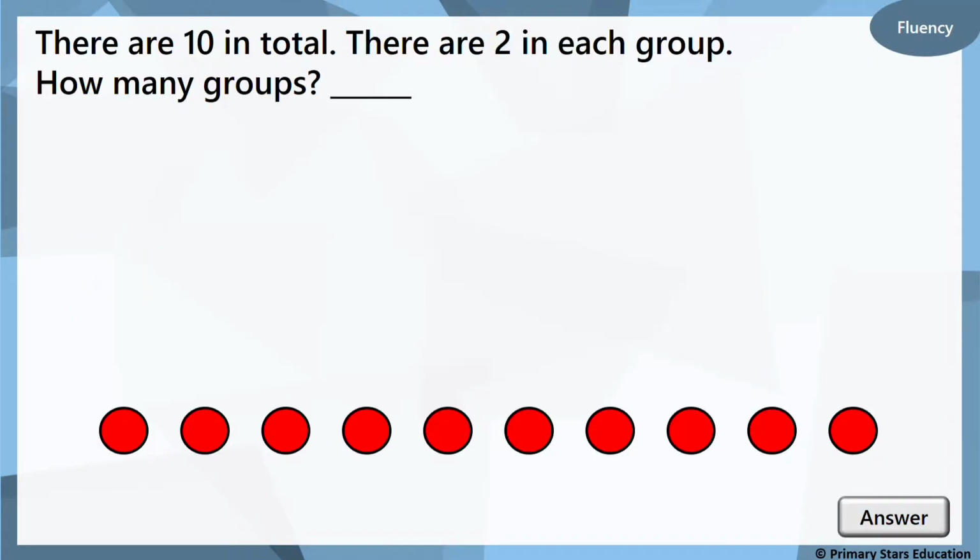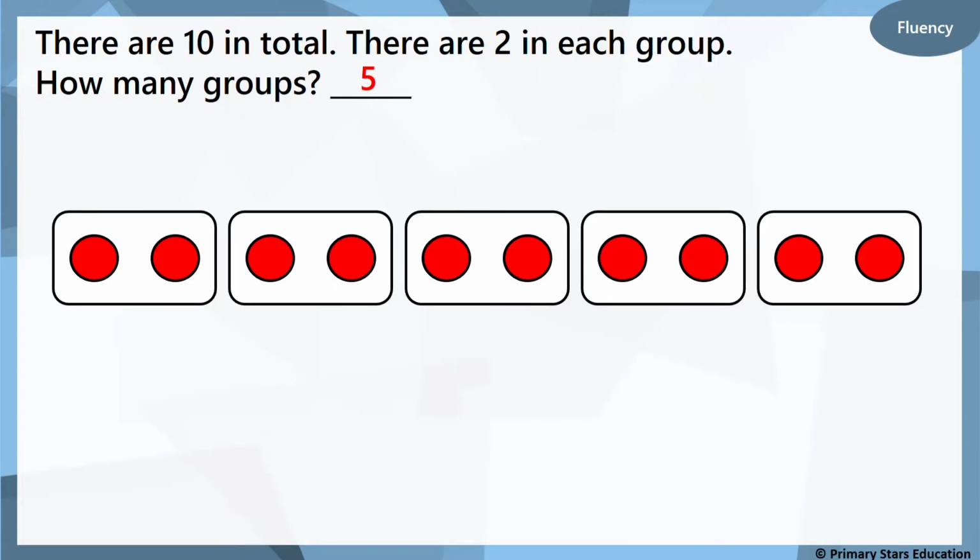So instead of sharing them out between groups now, we're going to make groups. There are 10 in total. There are two in each group. How many in each group? So now we're not sharing them out. We're actually putting them into groups of two. So now they're in groups of two. Let's count how many groups there are. One, two, three, four, five. There are five groups altogether.